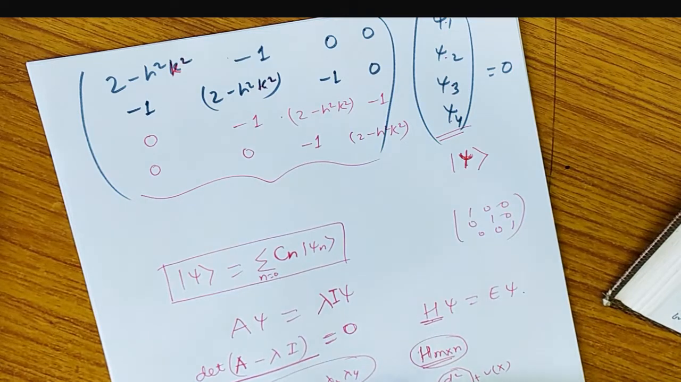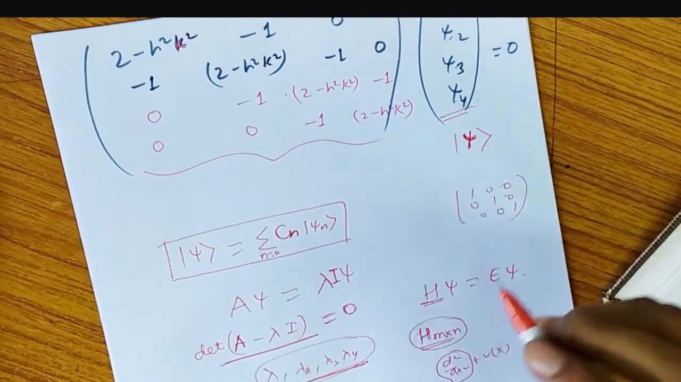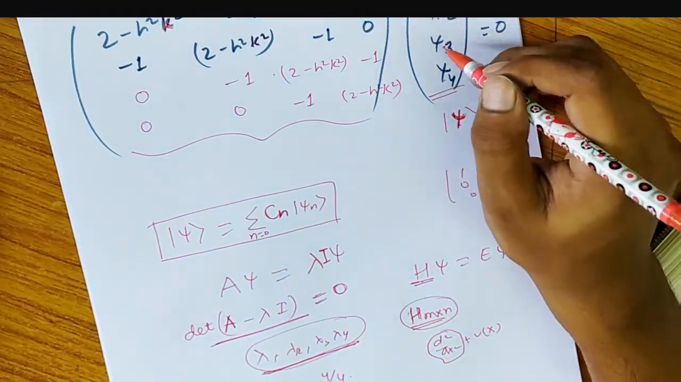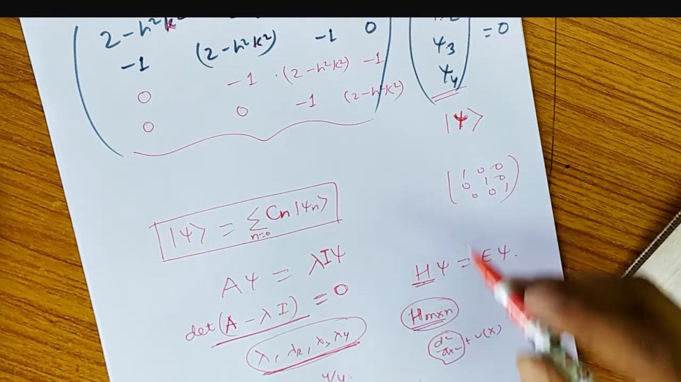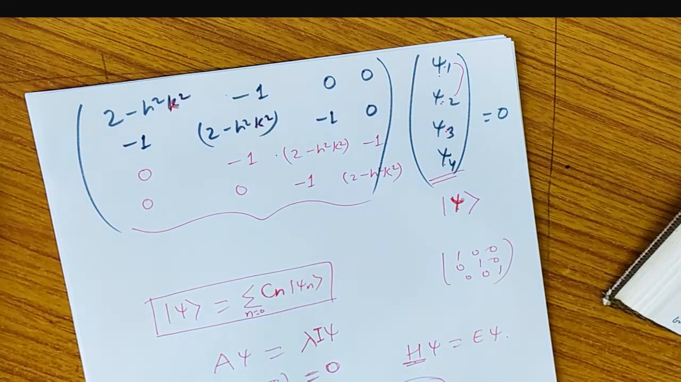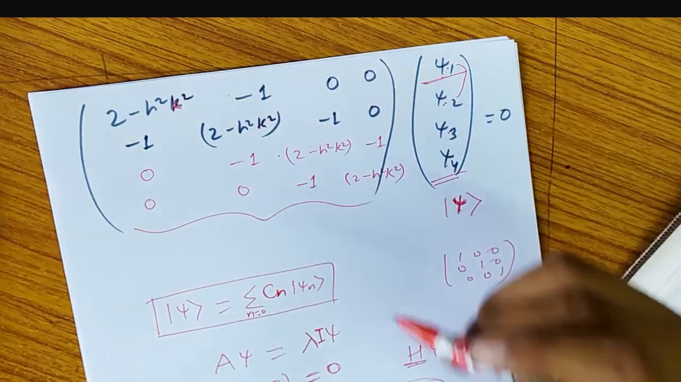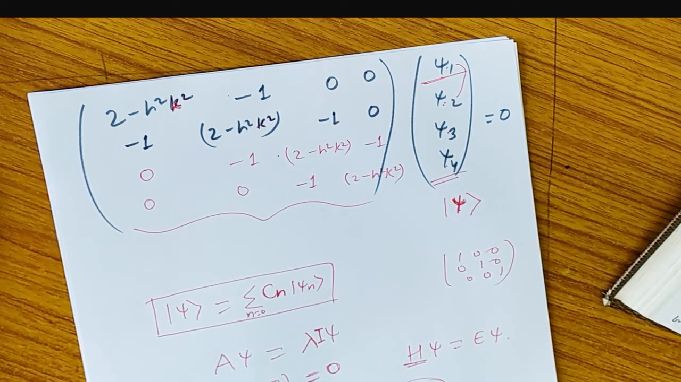So this K will give you this eigenvalue, and corresponding to this eigenvalue you will get psi 1, psi 2, psi 3, and psi 4. And you will check that psi 1, psi 2, psi 3, psi 4 form an orthogonal set, because I have already told you all these wave vectors are orthogonal to each other, and they are orthonormal to themselves. Meaning psi 1 will always show this one.